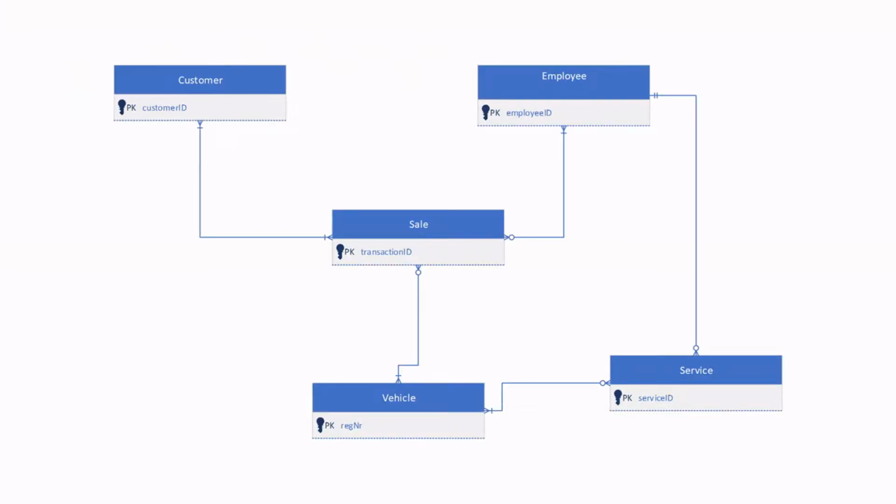So, the first thing to do here is to break up all of these many-to-many relationships. Now, in the previous picture, we had many-to-many relationships between sale, customer, employee, and vehicle, as well as between vehicle and a service. So, how can we then break those up?